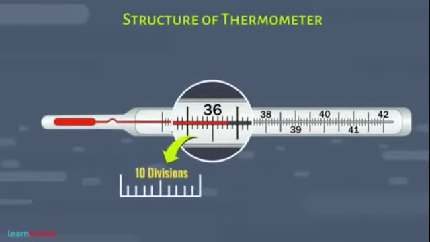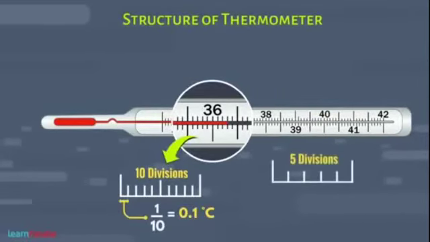If there are 10 divisions, then each division signifies 1 by 10, that is equal to 0.1 degree Celsius temperature. And if there are 5 divisions, then each division suggests 1 by 5, that is equal to 0.2 degree Celsius temperature. How to use a thermometer?